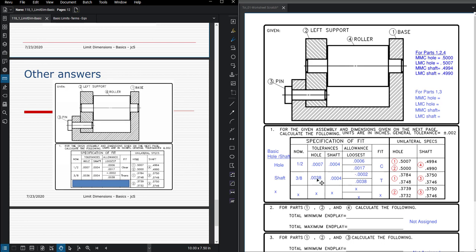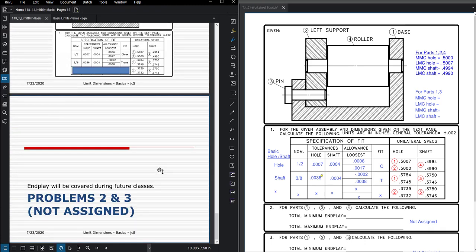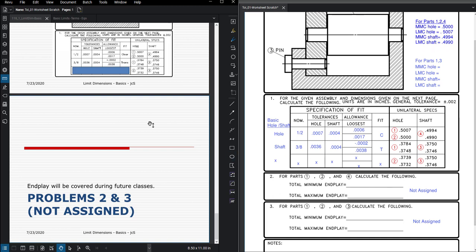Oh, there's a math error. Get it. 0.0036, max minus minimum. And an indication here that we're not going to do calculations 2 and 3. Okay, so finish that up. Let me know if you have any questions. Thanks.